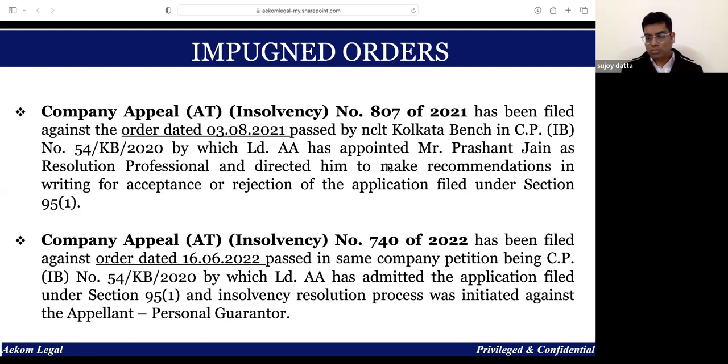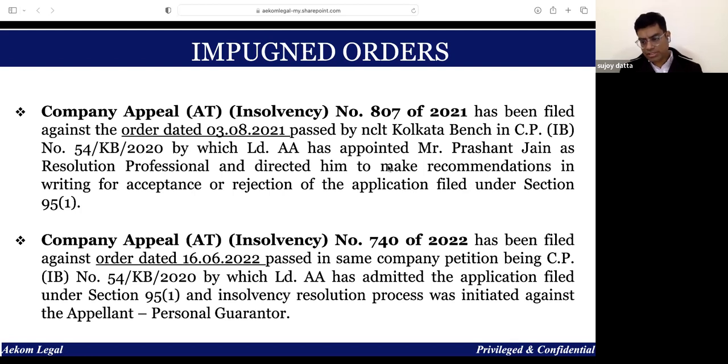As we know, before we get to the facts of this case, Sections 95, 96, up till Sections 100, 101, prescribe a particular flow to be followed. Upon the filing of a petition against an individual who's a personal guarantor, a personal insolvency petition, immediately upon filing, there is an interim moratorium. And this moratorium is of a slightly different nature than the moratorium under Section 14 of the IBC.